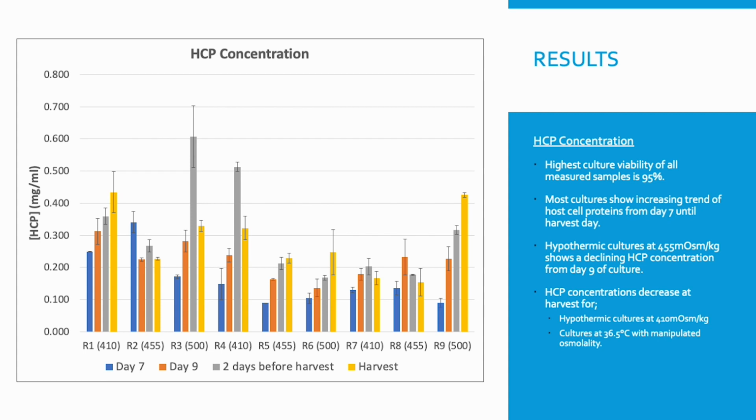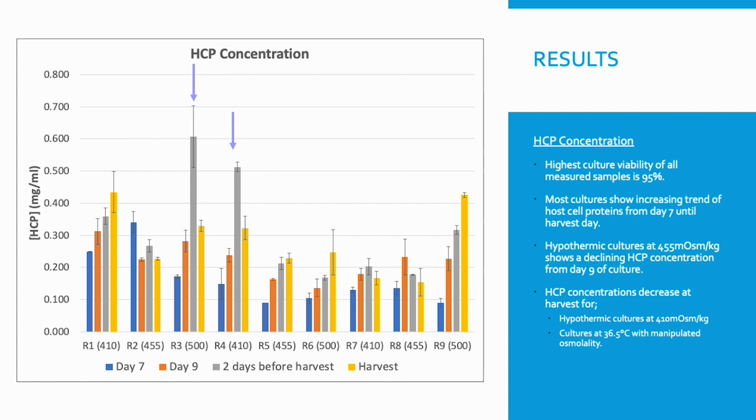Interestingly, the hypothermic culture run at 455 milliosmol per kg, denoted by R8, shows a declining HCP concentration starting from day 9 of the culture. The other cultures with decreased host cell protein concentration on the harvest day are R3 and R4. These are actually the cultures that run at lower temperature, 34 degrees, without change of osmolality, and the cultures that run at 36.5 degrees with the highest osmolality level at 500 milliosmol per kg.